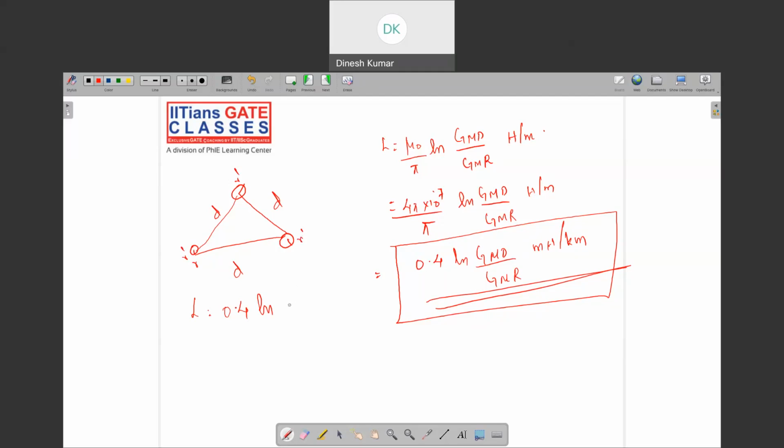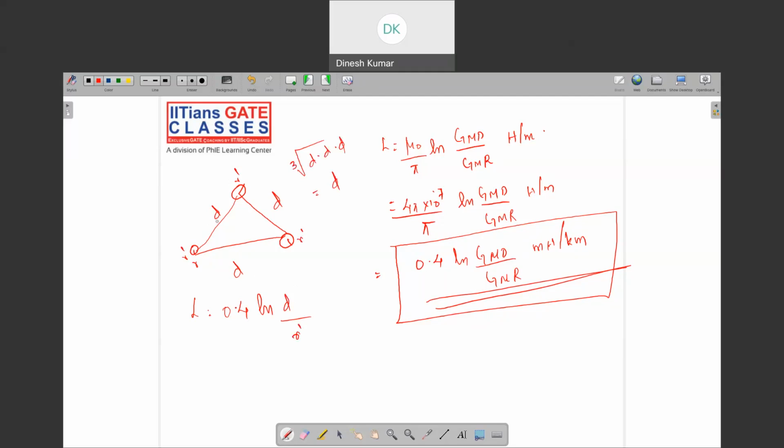Okay. So that will be 0.4 ln GMD over R dash. We have to find the geometrical mean distance. So cube root of D into D into D, that is basically D. Okay, ln D by R dash.